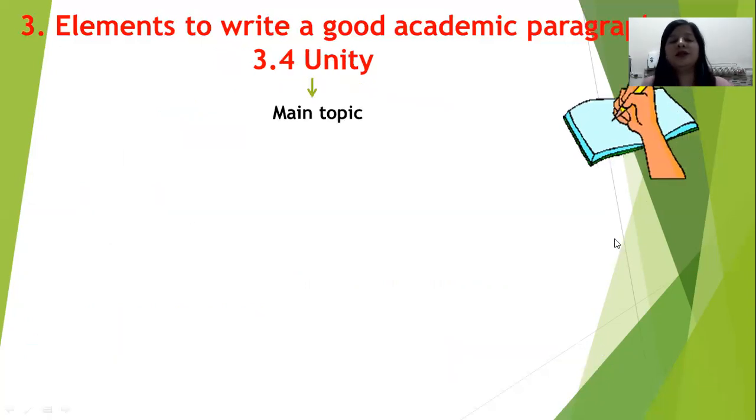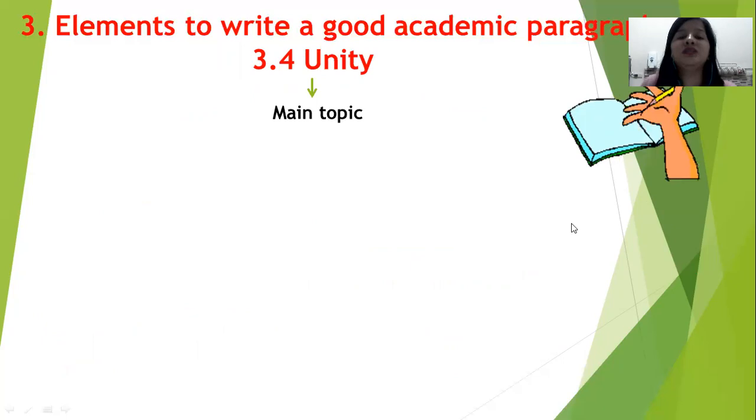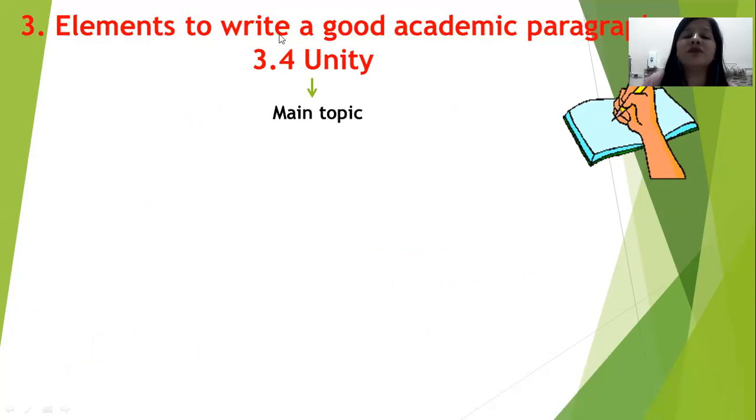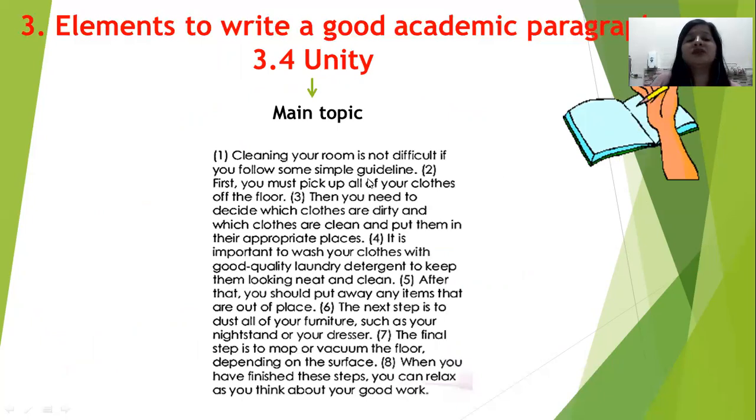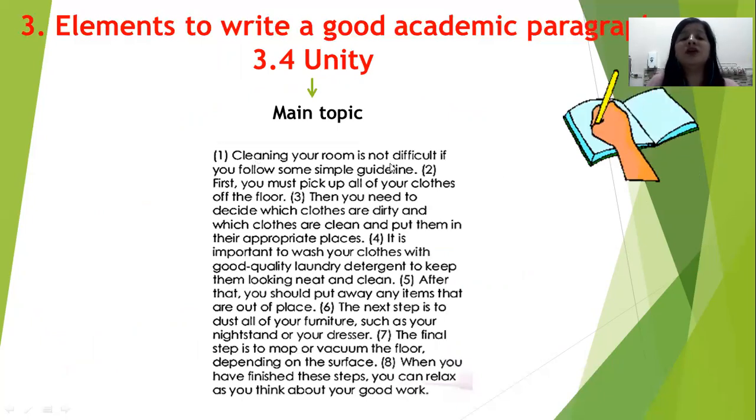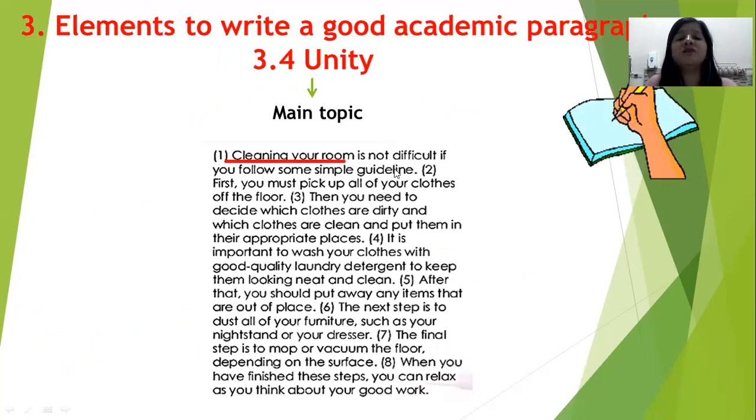For the next topic, it is related to unity, okay? Unity is when all sentences of a paragraph are related to the main topic. For example, in this paragraph, as you can see here, the paragraph is about cleaning your room. It's not hard if you follow some simple guidelines.